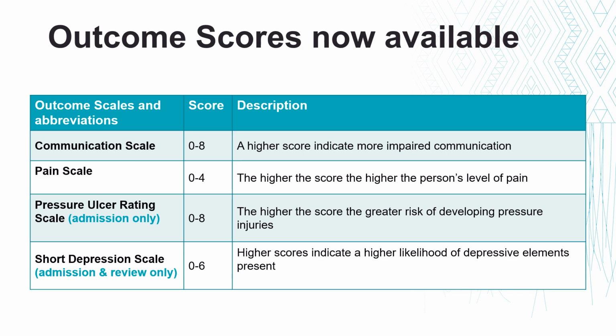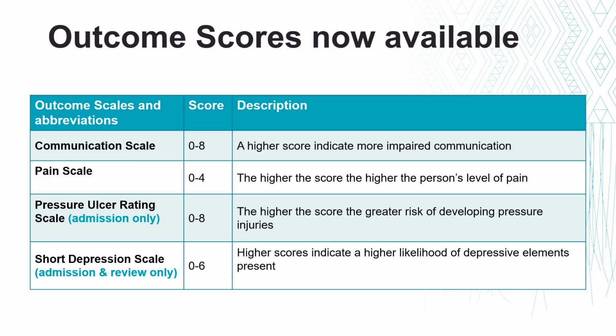The pain scale, which ranges between 0 and 4, is made up of 2 items from the assessment: pain frequency and pain intensity. It is validated against the visual analog scale. Again, the higher the score, the higher the level of the person's pain.